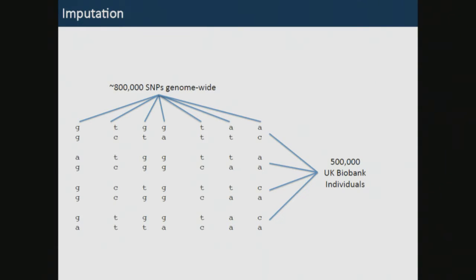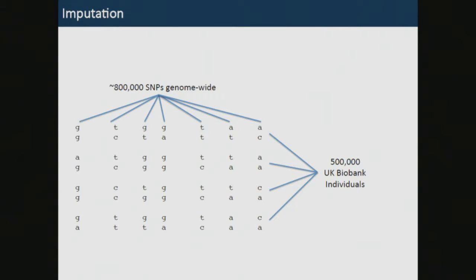And so this slide shows a cartoon of the data. Each pair of rows here represents an individual, and each column represents a position in the genome. And here I only have 4 individuals and 7 positions. In reality, there would be 800,000 positions and 500,000 people. But it gives you the idea of the data. At each position, you have 2 letters in each individual.